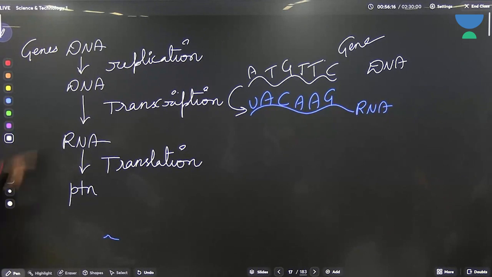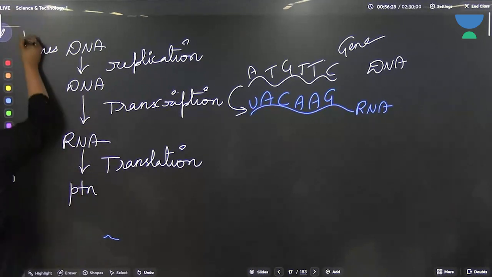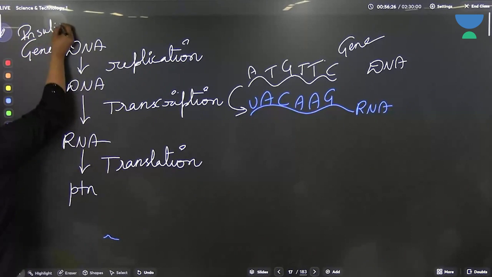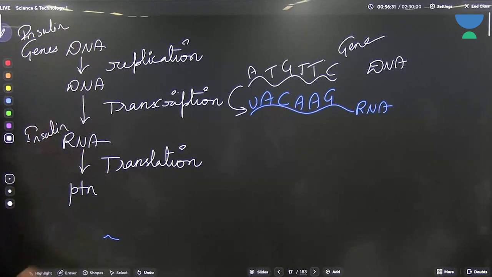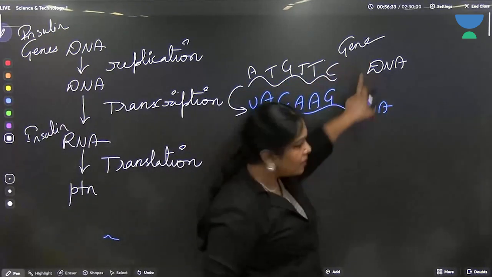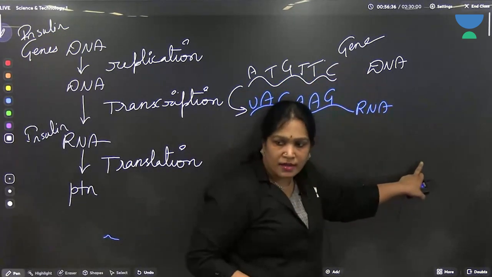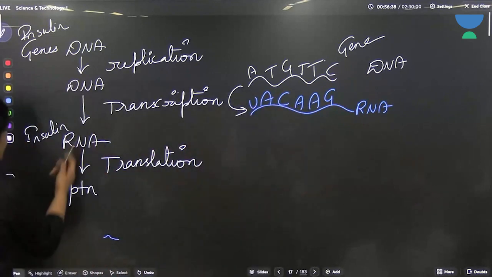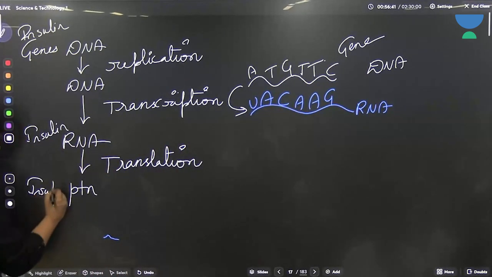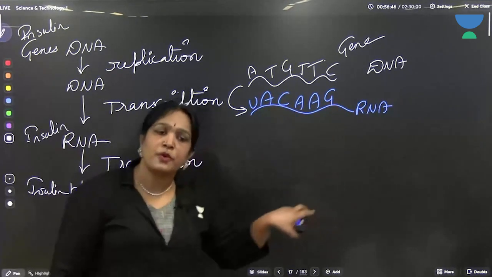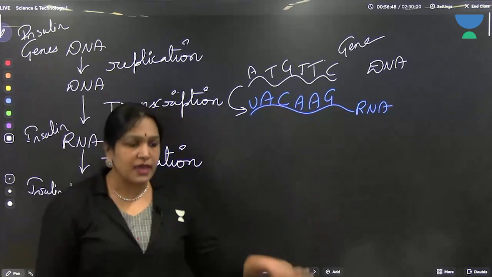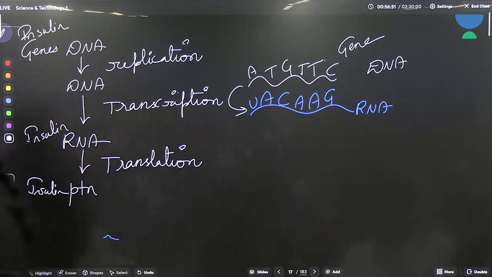So DNA will become DNA by replication. So the gene will be replicated. Then the gene will become, for example, an insulin gene will first become insulin RNA. If this is the insulin gene, then this will be insulin RNA. Then this insulin RNA will become insulin protein. If this is insulin RNA, it will produce insulin protein. So that is how we produce proteins.